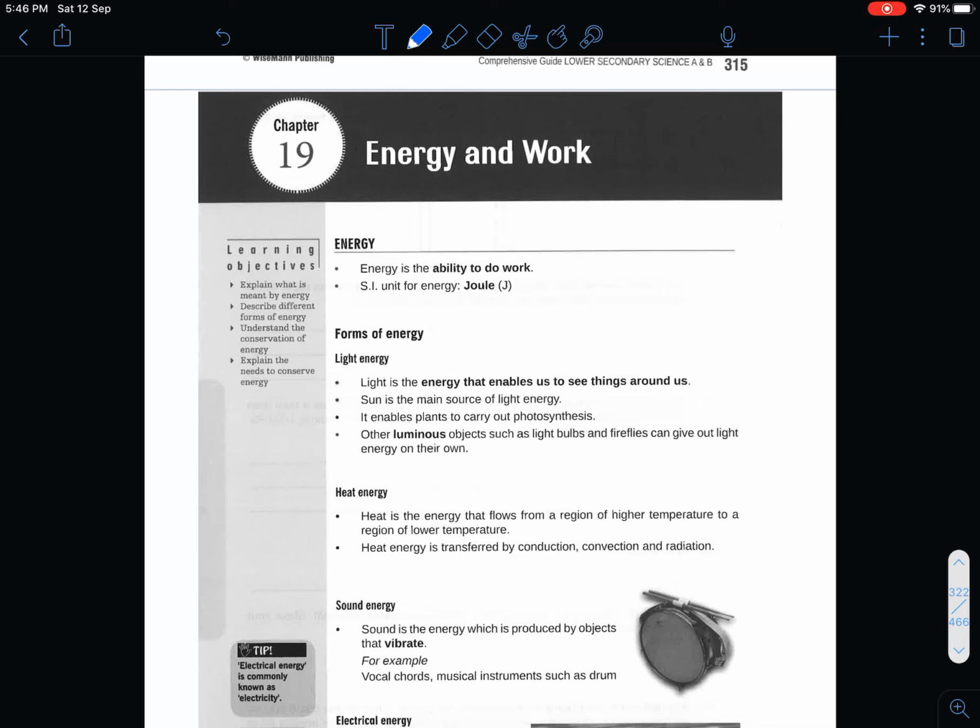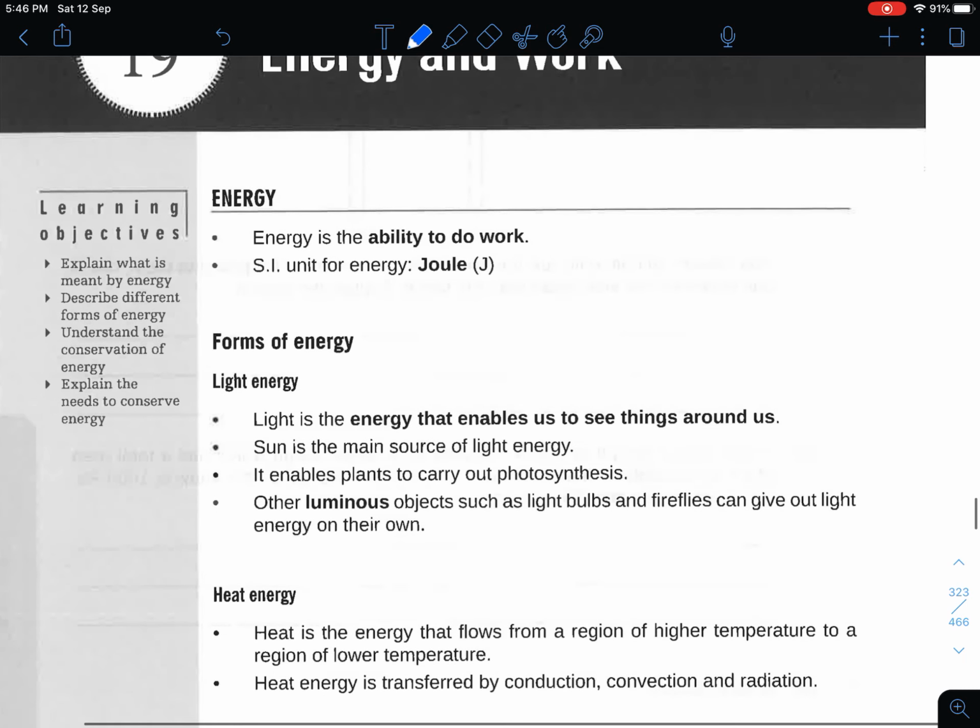Hi, we will be doing energy and work done for this particular chapter. So first of all, what is energy? Energy is the ability to be able to do work, and the SI unit of energy is joules. How can you write joules? It is basically a capital J.